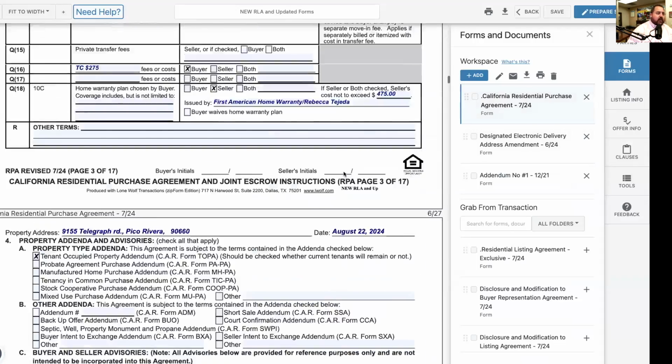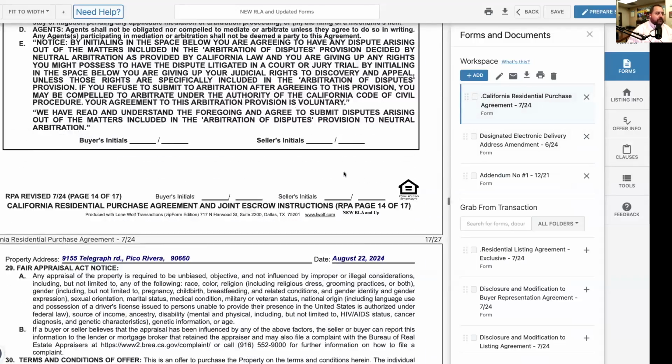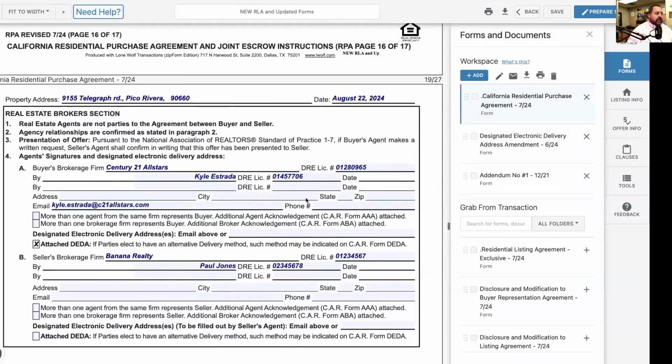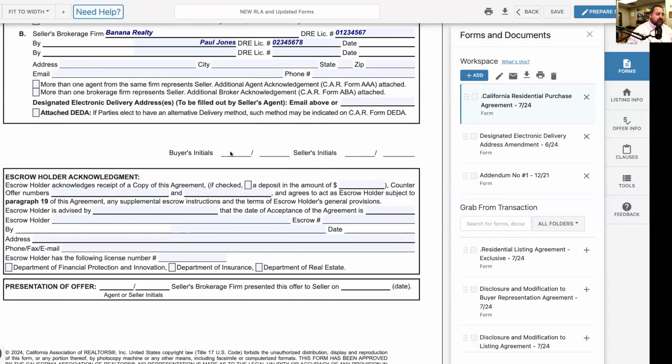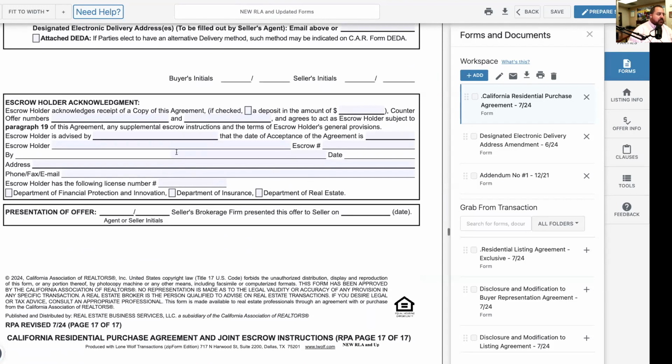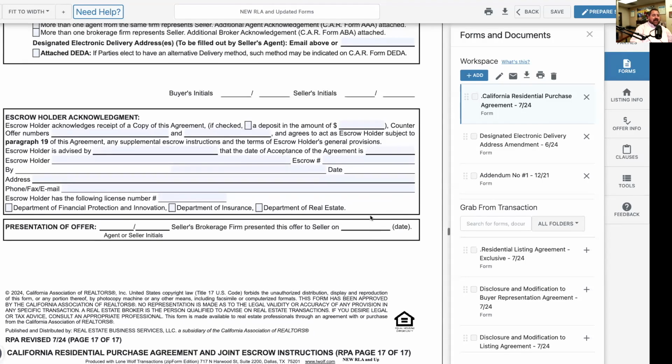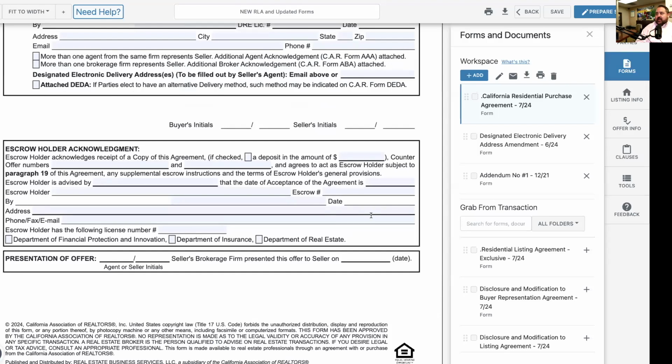All right, now I have to go all the way to the bottom again. Sorry, guys. Okay, so make sure all this stuff is correct, that it's filled out, that you have the license numbers in there, and as much information as you can. Have the buyer initial it again. You don't need to do anything here. If you present the offer, you should put your initials and the date that you presented the offer. And that is writing the offer.